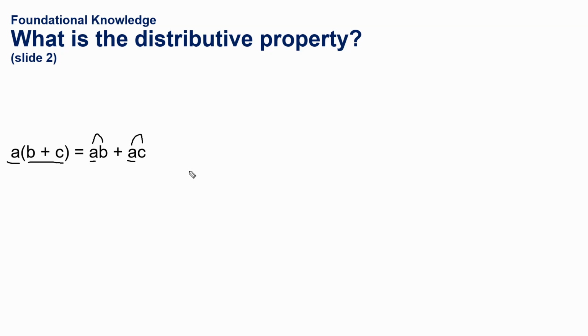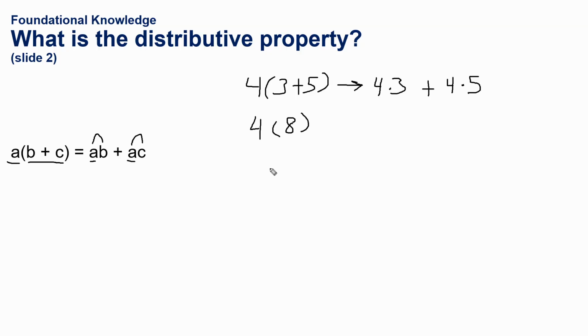Now, to put some numbers and more concrete items to this, let's go ahead and say if we had 4 parentheses 3 plus 5, this is the same as saying we have 4 times 3 plus 4 times 5, right? In other words, if I had the group inside the parentheses and I added these two numbers, 3 plus 5, I would have 4 times 8. And then 4 times 8 would be equal to 32.